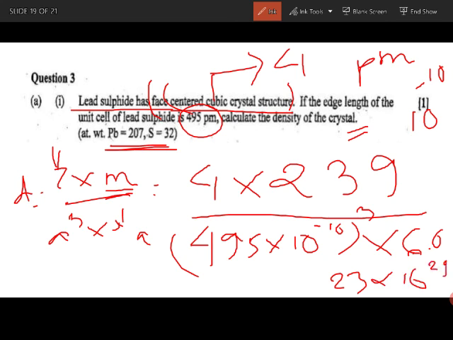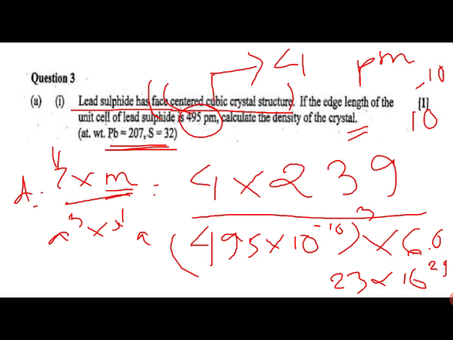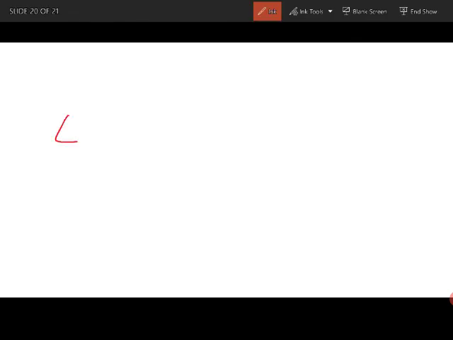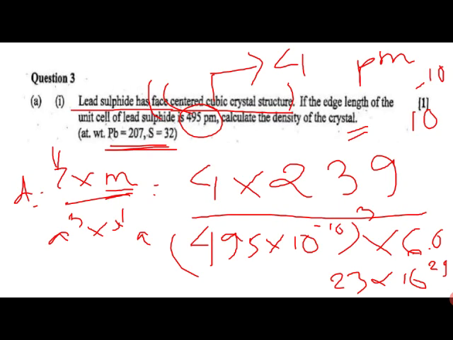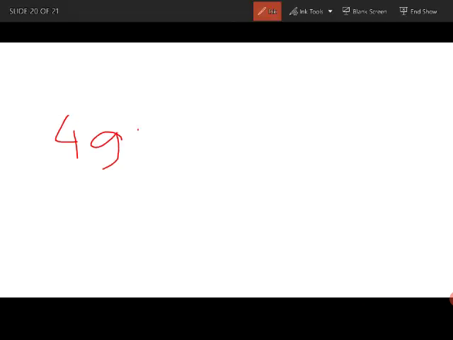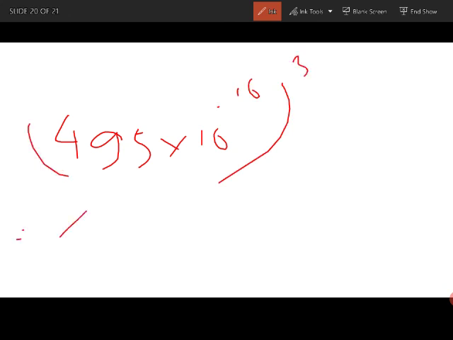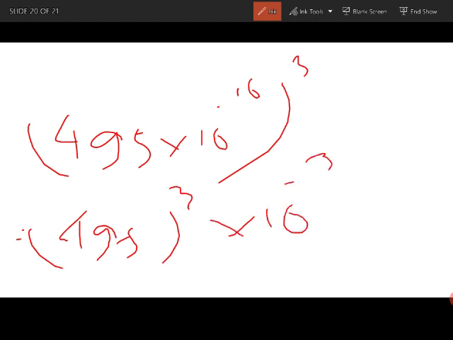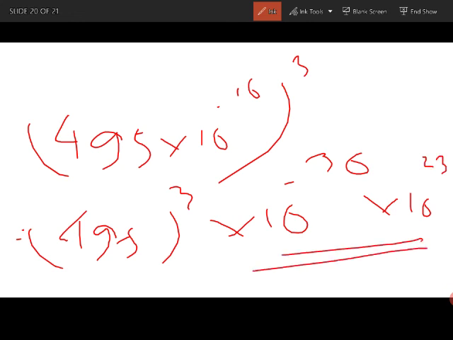Am I clear? Now after this I am leaving it up to you. You all can solve this. I'll just give a hint. See, how much are we getting here? 495. So 495 into 10 to the power minus 10, you have to open the bracket. So what will we be getting? 495 whole cube into 10 to the power minus 30. And you have here 10 to the power 23, that is coming from Avogadro's number. So you can rationalize this. So how much will you be getting? You will be getting 10 to the power minus 30 plus 23, so minus 7.